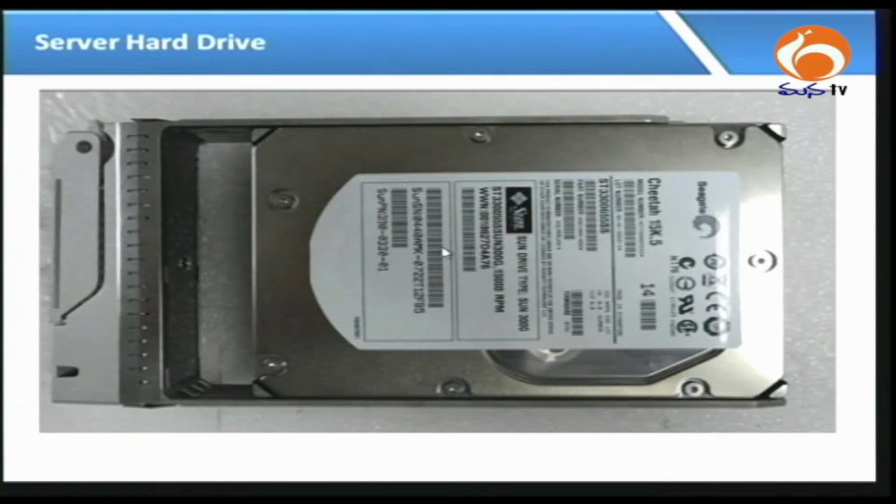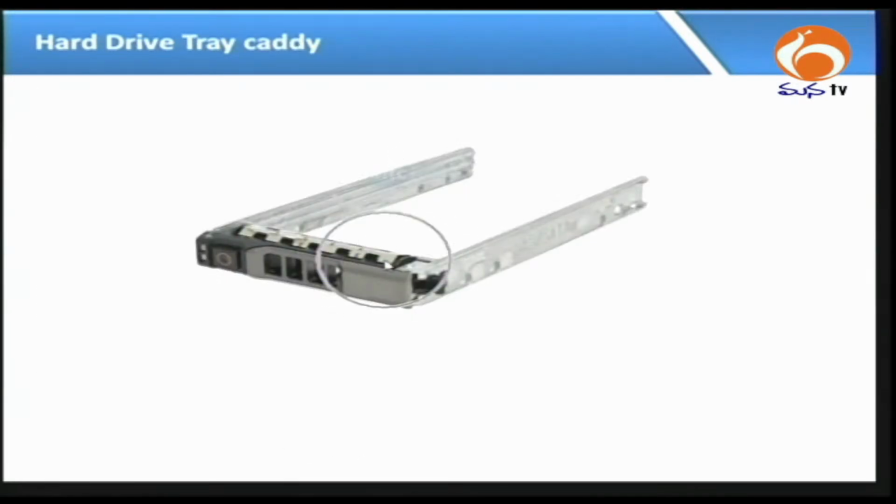One physical hard disk drive is kept in a U-shaped tray. This U-shaped tray is generally called a carry tray. Why are we discussing this carry tray? Let's see one more type of carry tray. On the screen you can see the carry tray. This type of carry tray is generally used in rack servers.